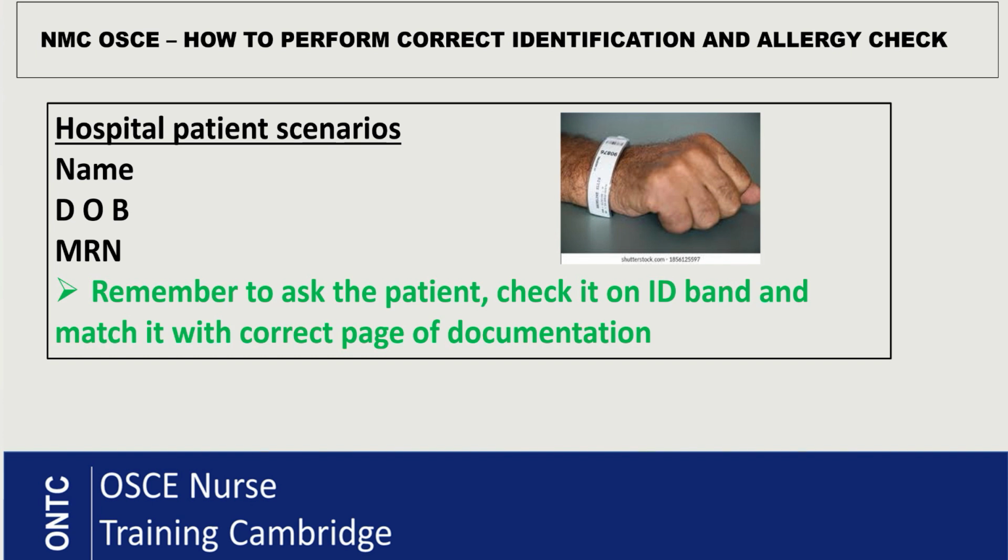So you ask your patient the name, then you look at their ID band and say, okay, I can see that's clearly written on the ID band, and then you go to the correct page of your documentation where you find the patient detail and look at that and verbalize that it is correct in your documentation. Then you ask them the date of birth, then you look at their ID band that the date of birth is correct and then match it to your paperwork.